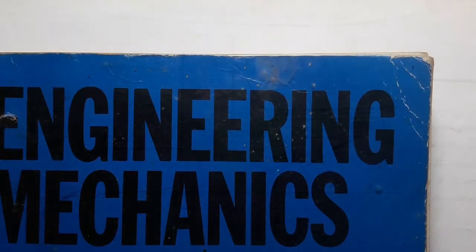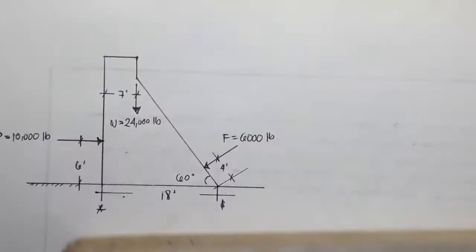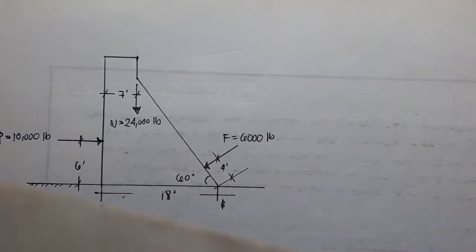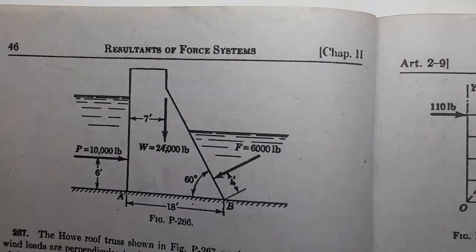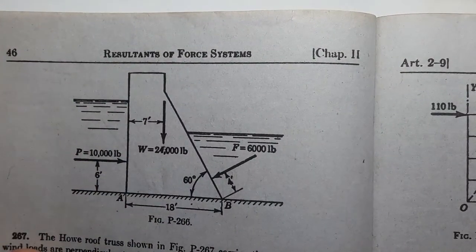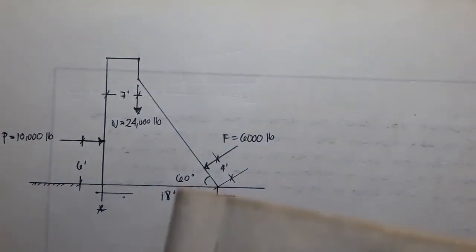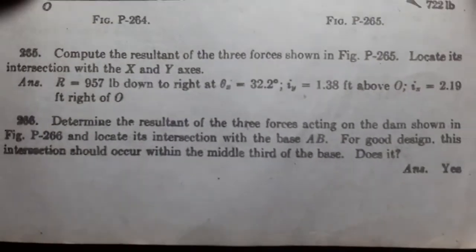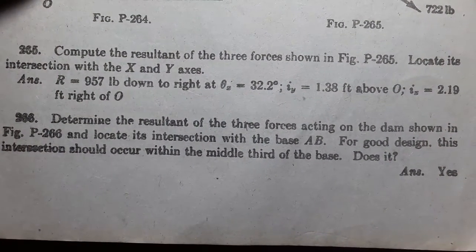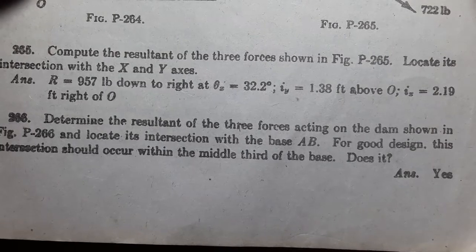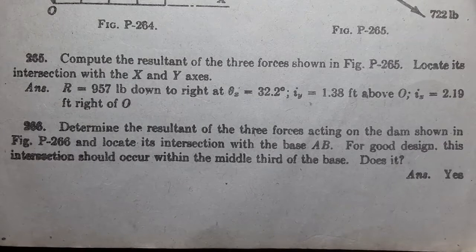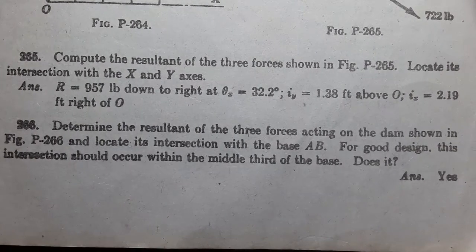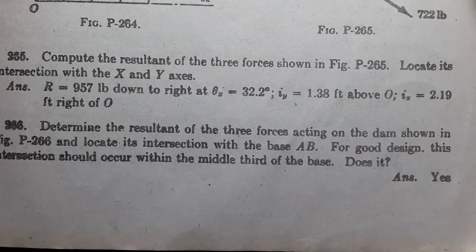Today, guys, we will be solving this problem. Page 46 of the book, problem 266. The problem states: determine the resultant of the three forces acting on the dam shown in figure 266 and locate its intersection with the base AB.